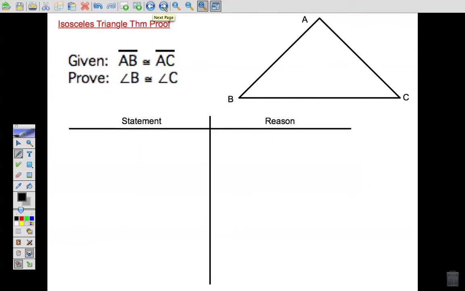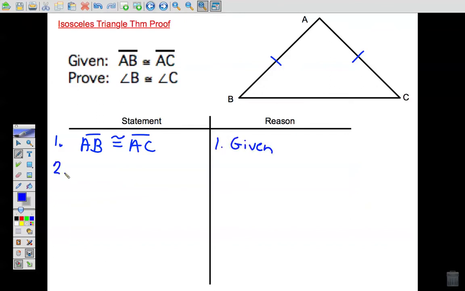Now, what we're going to do here is prove this theorem. So I want you to pause this and write down your given, prove, diagram, and the 2 columns. All right, let's prove the isosceles triangle theorem. And this is probably, if I remember right, the first proof in this chapter that you probably have in your notes. All right, so let's start this here. Given AB is congruent to AC. So I'm going to mark that down in my diagram, and I'm going to write it. So AB is congruent to AC, and that's given.